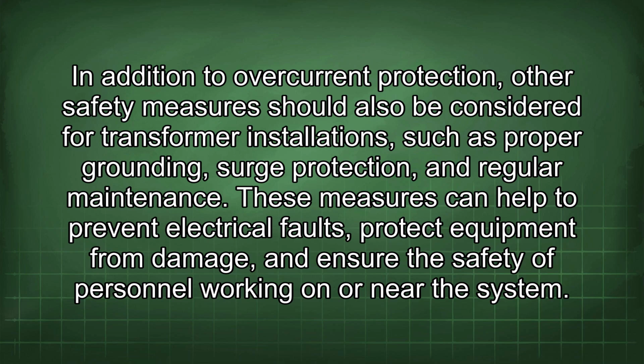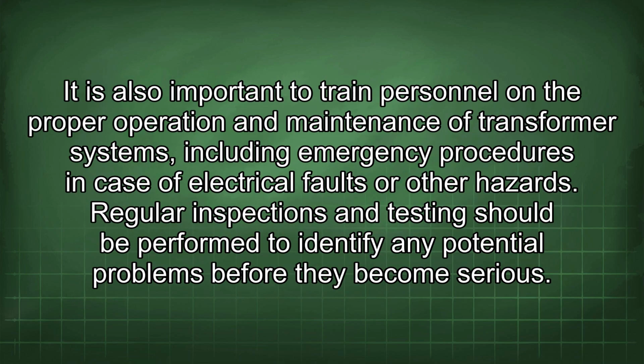In addition to overcurrent protection, other safety measures should also be considered for transformer installations, such as proper grounding, surge protection, and regular maintenance. These measures can help to prevent electrical faults, protect equipment from damage, and ensure the safety of personnel working on or near the system. It is also important to train personnel on the proper operation and maintenance of transformer systems, including emergency procedures in case of electrical faults or other hazards.